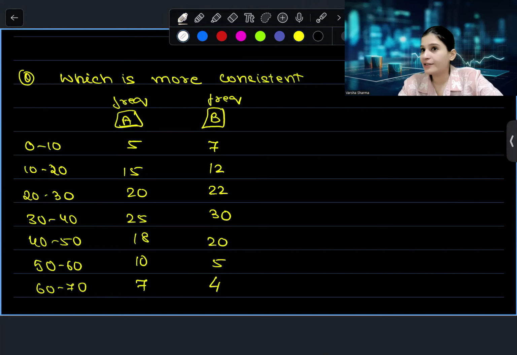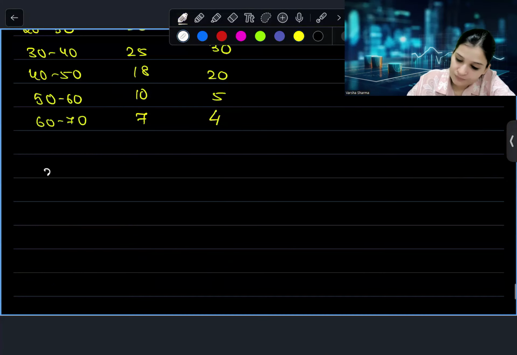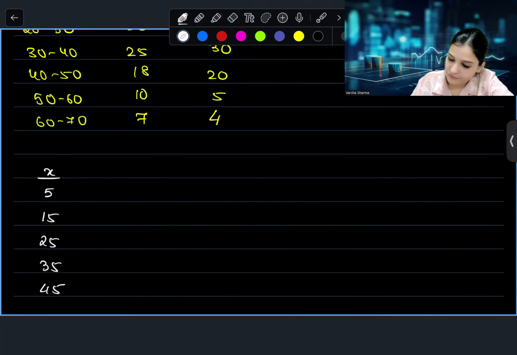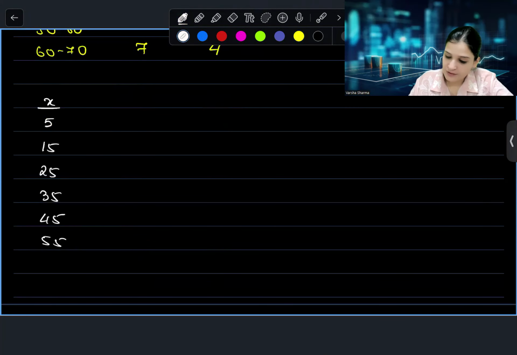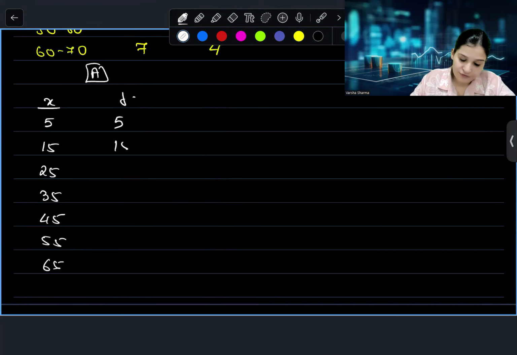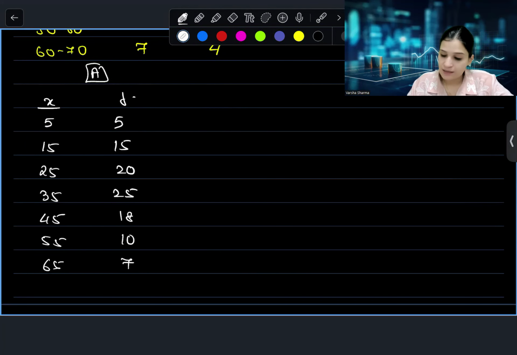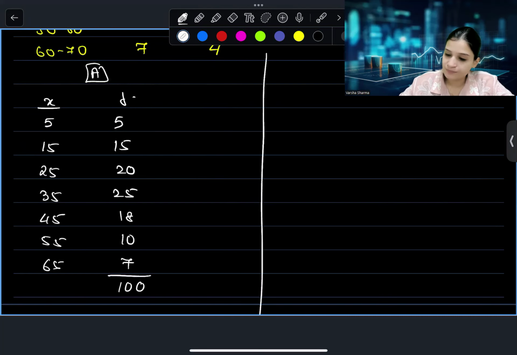So you need to have mid values. We have to consider mid values of all of them. Mid values 5, 15, 25, 35, 45, 55, 65. For data A, frequency 5, 15, 20, 25, 18, 10, and 7. Here, the sum of the frequency is 100. You find the CV here.